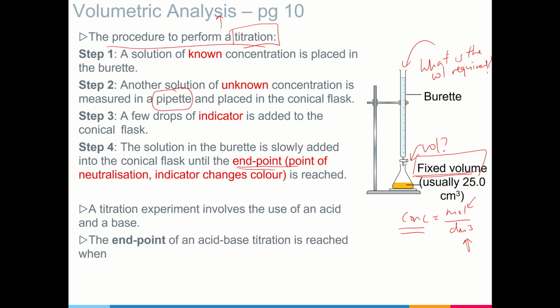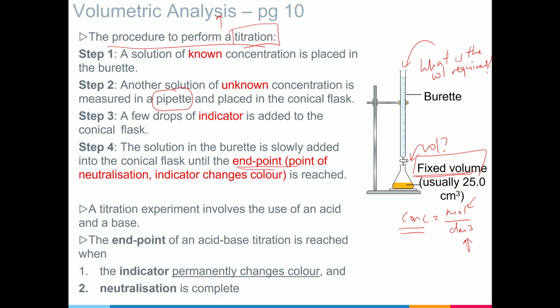Once I react them, my endpoint is reached. It tells me that the reaction is complete. Endpoint means the indicator changes color and neutralization is complete. It permanently changes color, meaning no matter how you swirl or shake, it will not go back to its previous color.